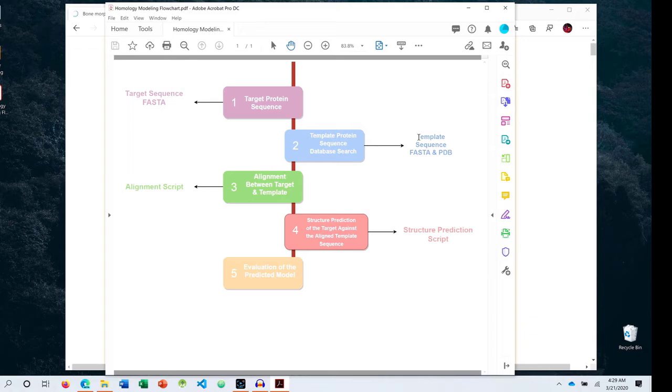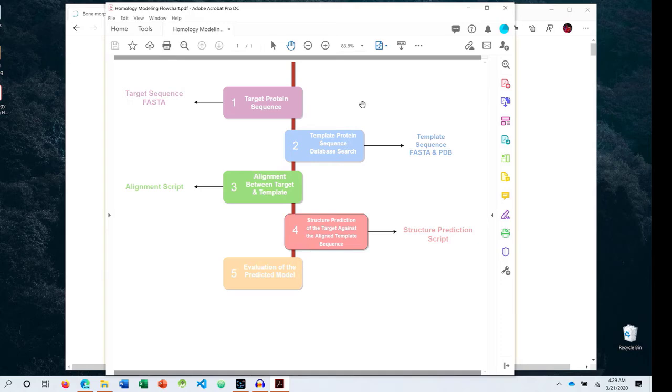For example, as you can see over here, we have drawn this flowchart so that you can understand it better. There is a particular sequence that you would like to predict the structure of, that is known as target protein. And I will explain the workflow later, but to make you understand what is the target and what is the template, so that you can do homology modeling in an efficient way. Target protein sequence is the sequence that you would like to predict the 3D structure of. It is also known as query protein, because that is basically your query, your question that you are going to predict. And then there is a template protein sequence.